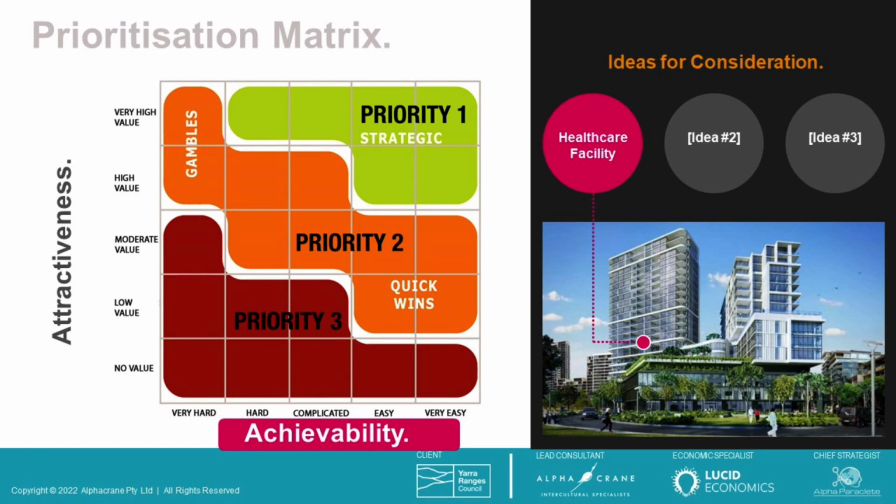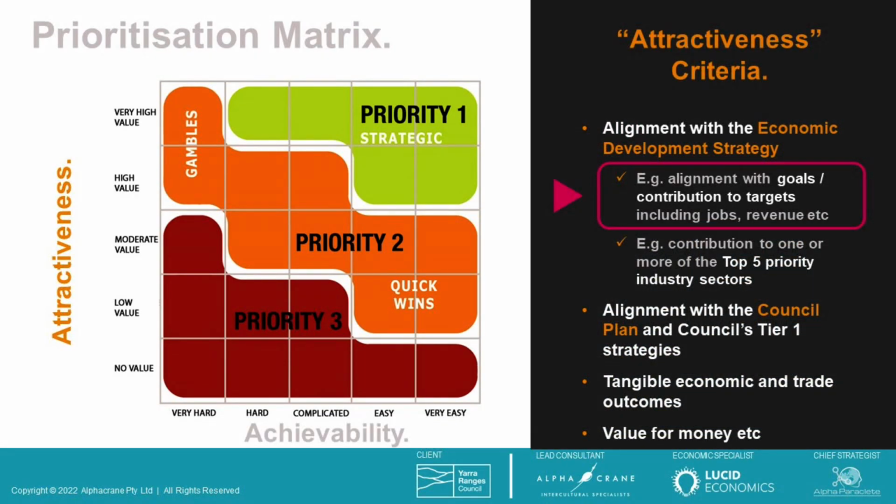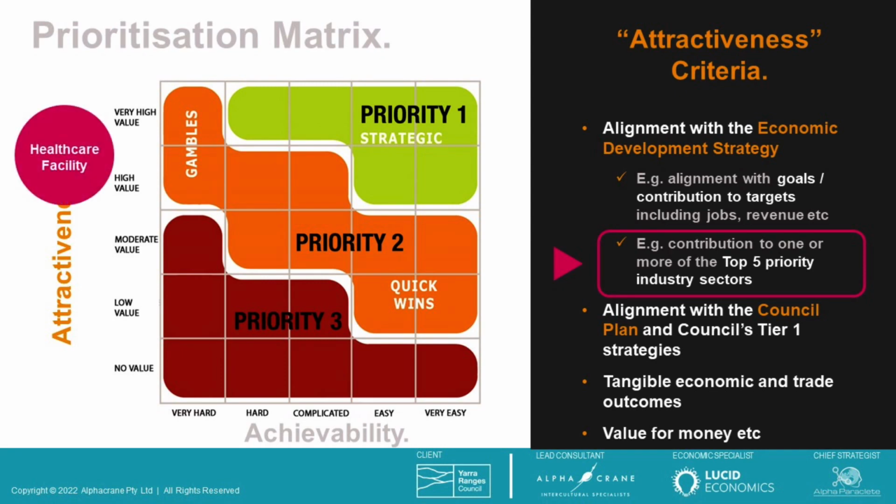Let's look at what the attractiveness criteria might look like. Firstly, does the proposal align with the goals and targets of the economic development strategy? In this instance, yes, the proposal is of high value. Secondly, is the proposal contributing to one or more of the top 5 priority industry sectors, again identified in the economic development strategy? Again, the answer is probably yes, the value is still of high value.